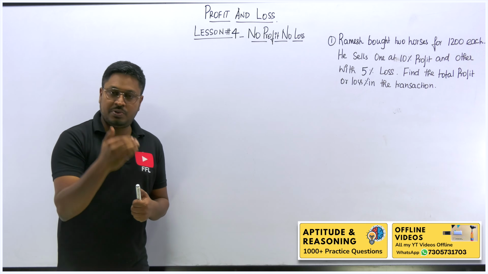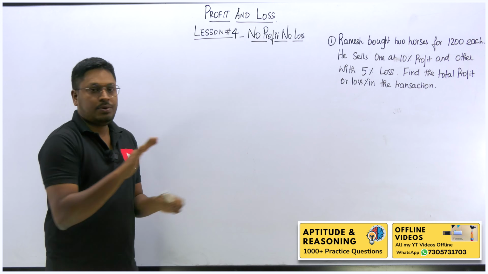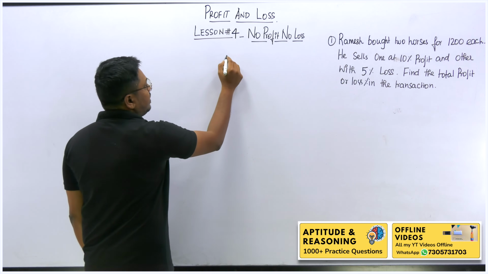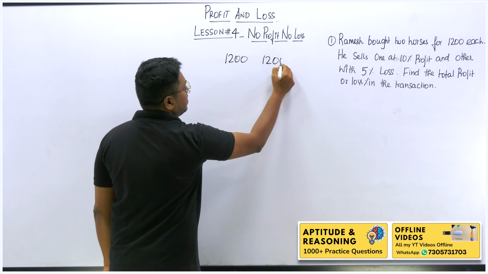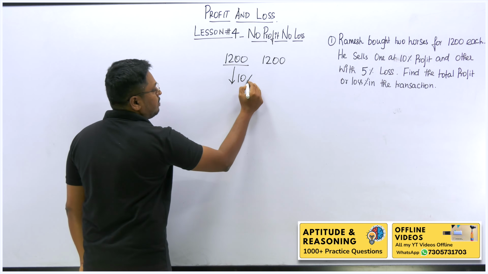Then you have to solve the question and only then find the answer, right? You can't say it directly. So first I will teach you the traditional method of how to solve it. The first horse costs 1200, the second horse is also 1200, and the first horse is sold at a 10% profit, right?